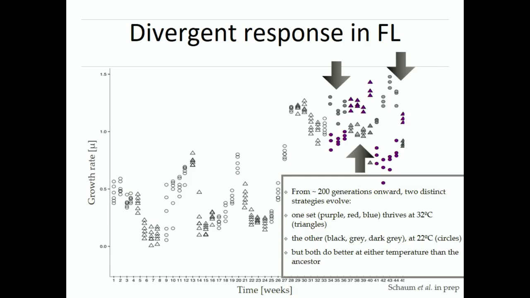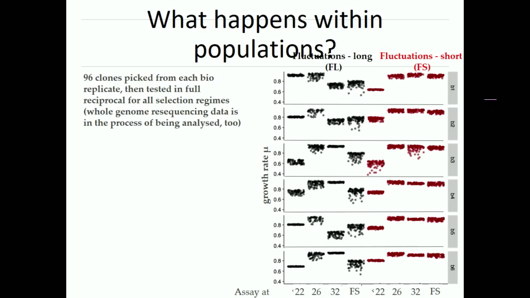Now, this is on the level of the bioreplicate. If we want to know what happens on the population level, we can either do whole genome sequencing, which is what we did. However, the data is at the moment in a format that isn't really presentable. So what we have instead is the clones that we picked of these populations, and then assayed them at a number of different temperatures.